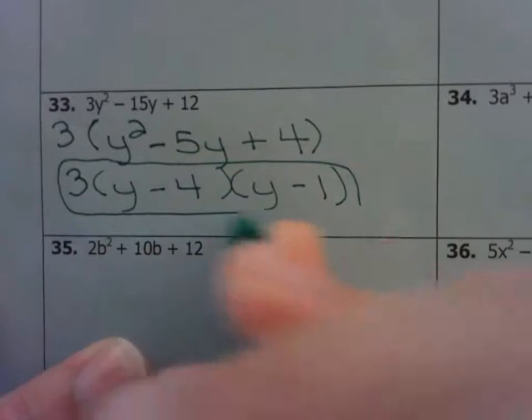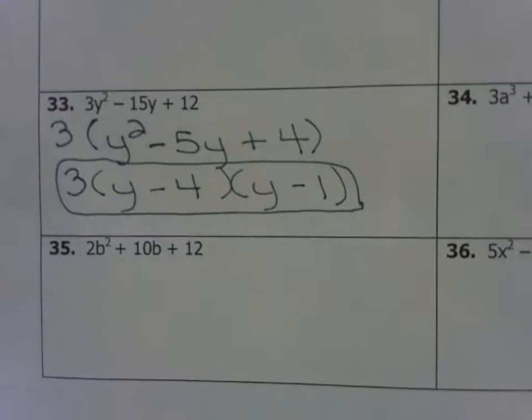Guys, listen up. Don't forget your GCF we took out front. So the only thing we're adding is we're taking the GCF out front, and then you factor what's left in the parenthesis, just like we did above.